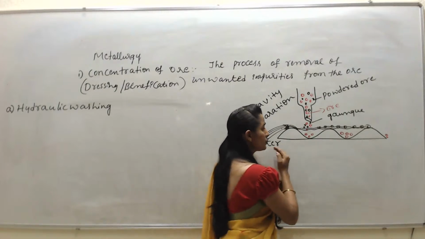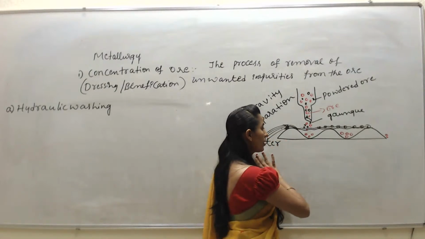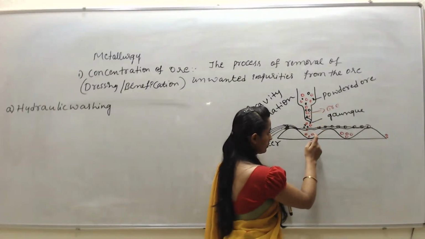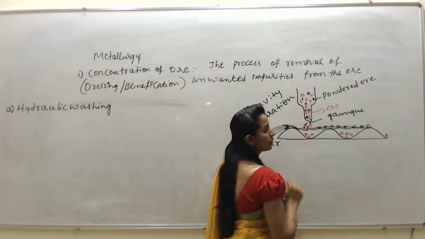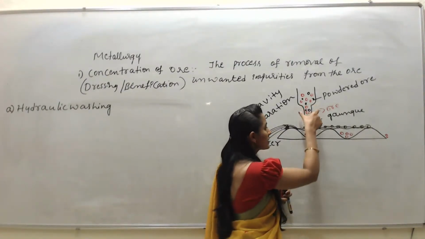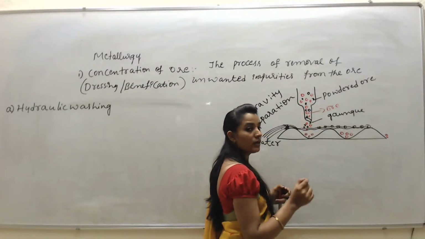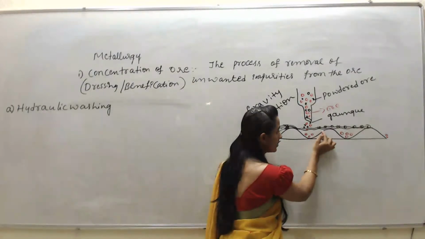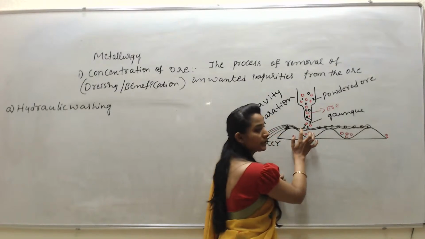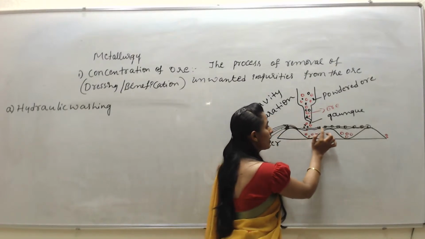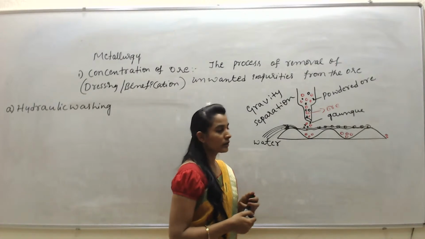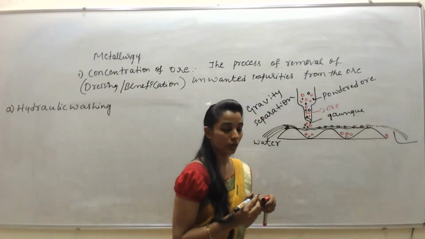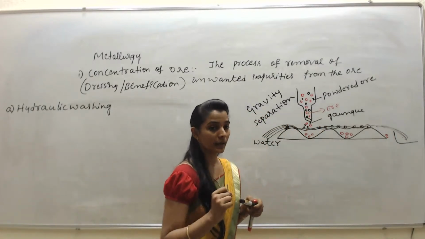So when a stream of water, which is upstream, is applied here, the powdered ore is subjected to that stream of water, then the heavy gravity particles are collected here. Okay, and the lighter particles, that is gangue particles, are moved with the stream of water. So here the stream of water is collected, and all the gangue particles, which have less gravity, are removed.